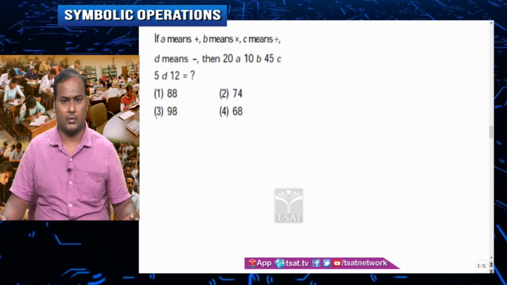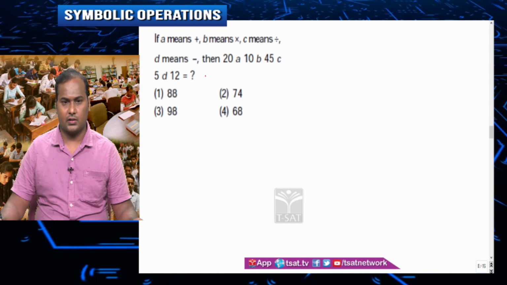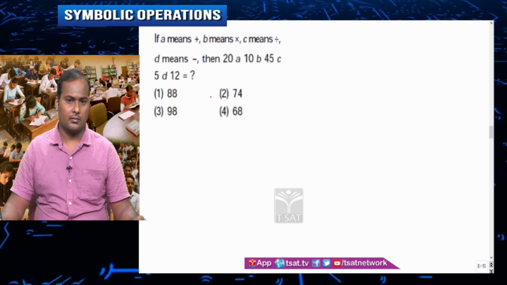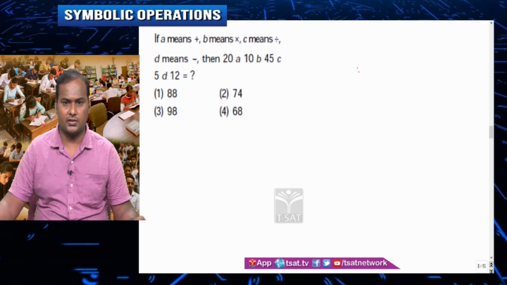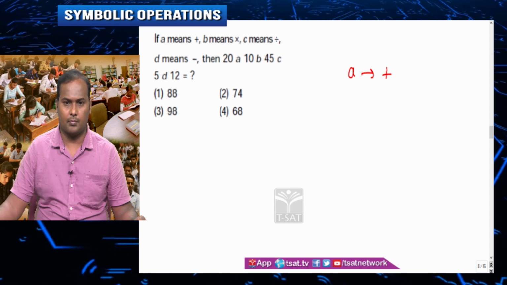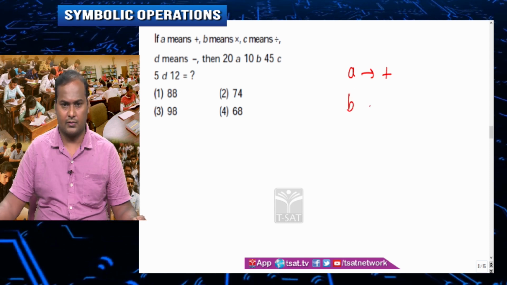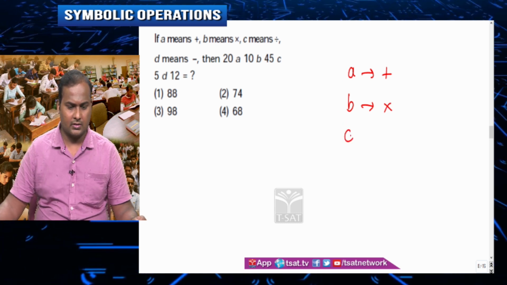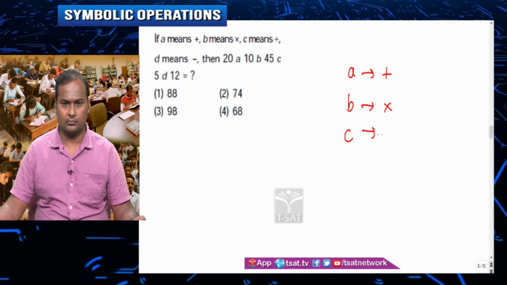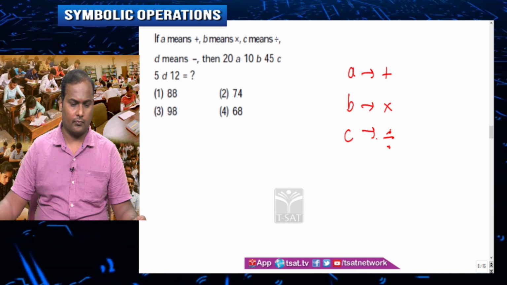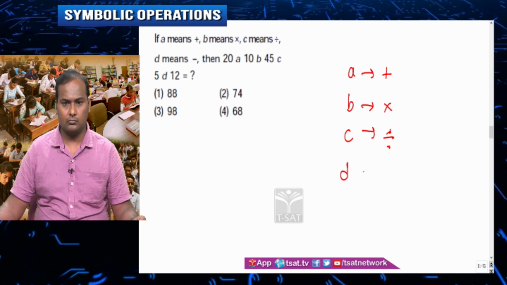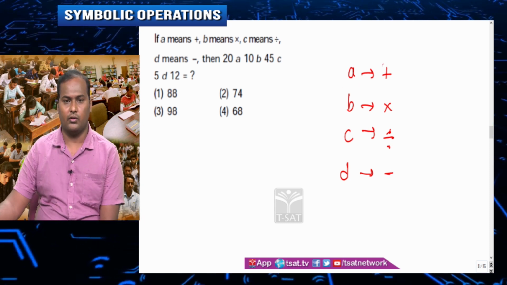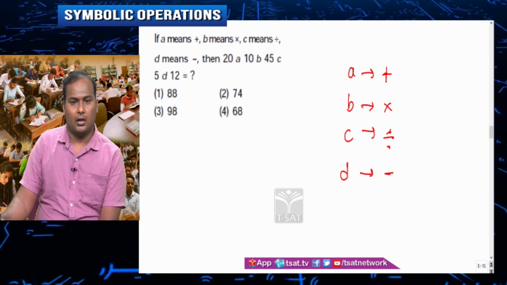Let's try the next question. In this question also, he is changing the symbols. The moment the symbols are changed, look at them and apply that change. He is saying A means plus, B means multiplication, C means division, and D means subtraction. So he gave different symbols for A, B, C, D, and we try to apply this.